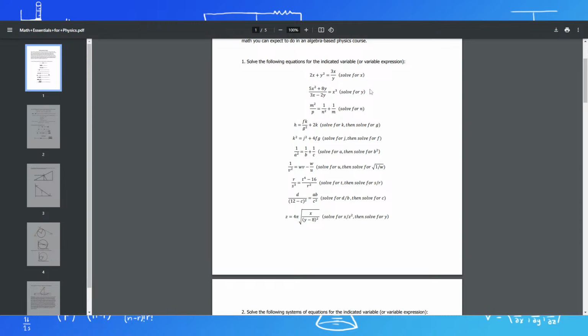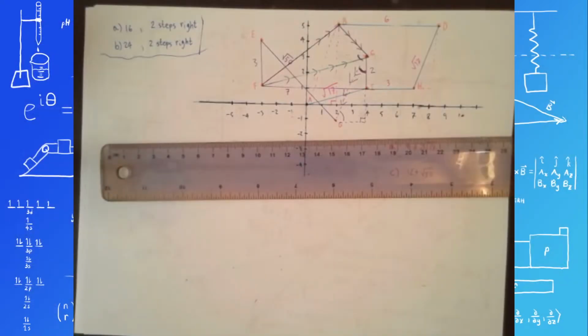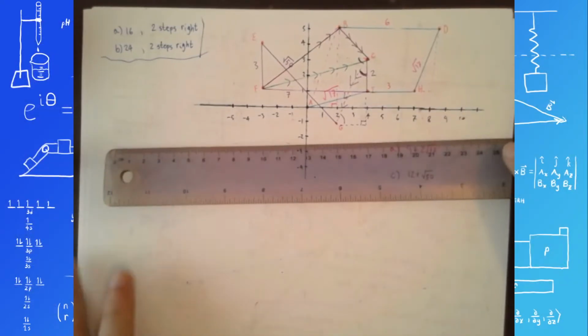So the first one says, solve the following equations for the indicated variable or variable expression. And by the way, there's more than one way to solve most of these. There's more than one path to a solution. So let me switch back over to here and let's see what we can do with these.